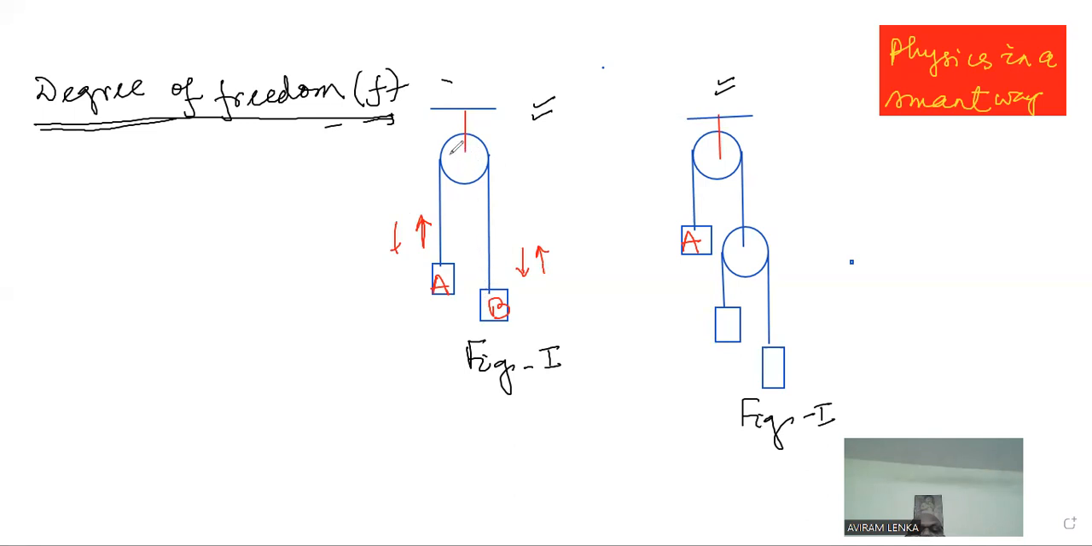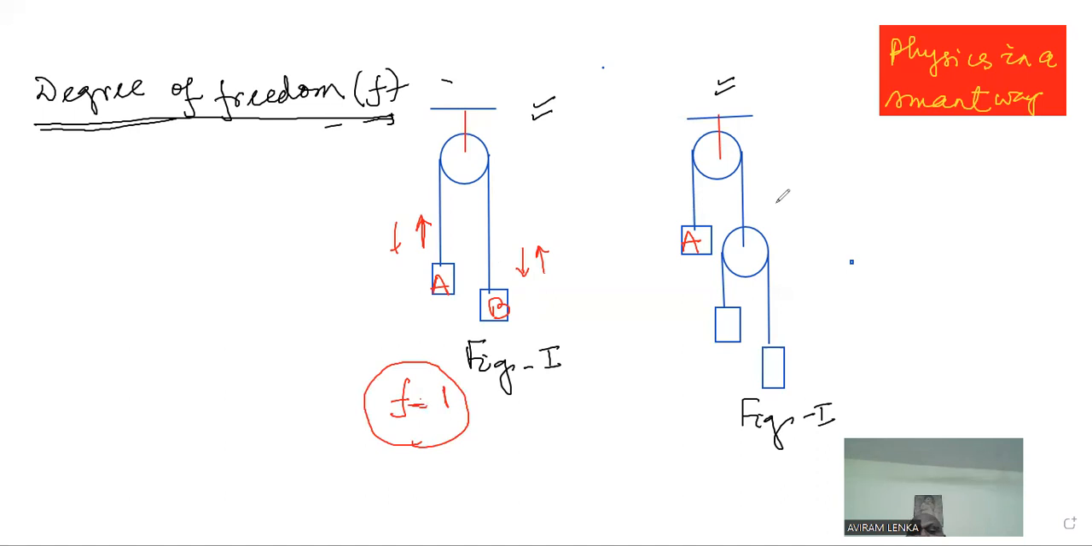So that is only one style of motion for the blocks A and B. Either A will be going up or coming down, but the blocks must be connected and they move together. Thereby, degree of freedom for this pulley, usually we write, is equal to 1. For this pulley, degree of freedom is equal to 1, or f equal to 1.